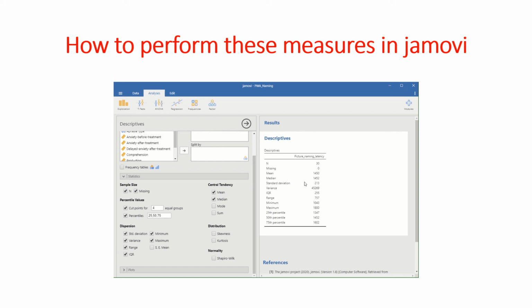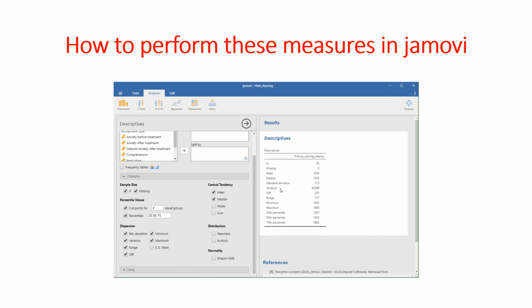So we have mean, median, and the standard deviation is 213. That means that the typical mean for this group is minus or plus one standard deviation from the mean. Like it would be around 1,240 to 1,660. Around these values would be the typical mean.